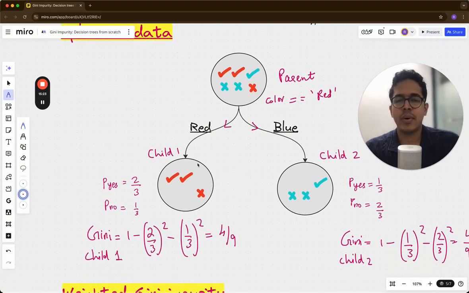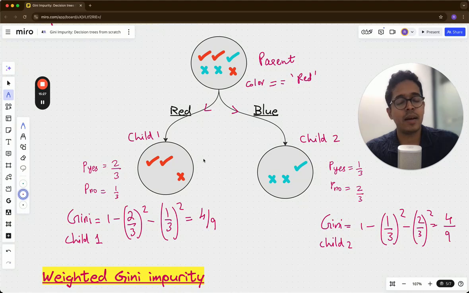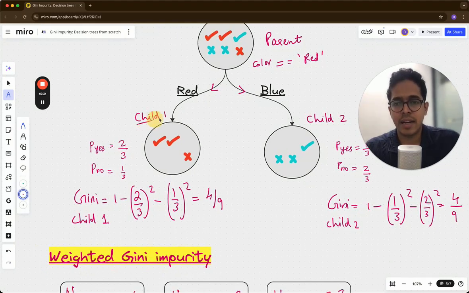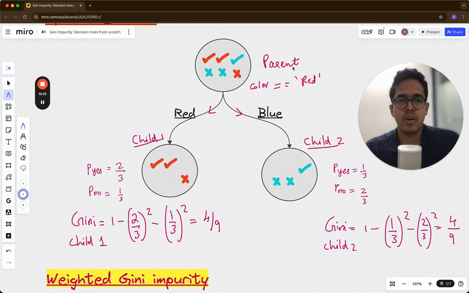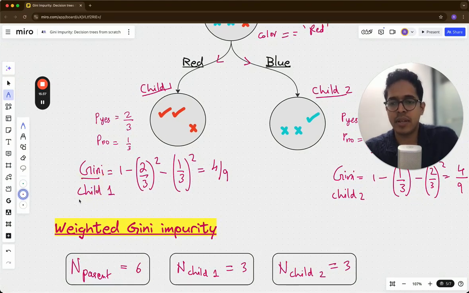Now let us again look at the probability for calculating the node level, children node level Gini impurity. So this is the child 1, this is the child 2, and this node was the parent, right? So first let us calculate the Gini impurity for the child 1. It is equal to 1 minus sigma pi square. And what is the pi?